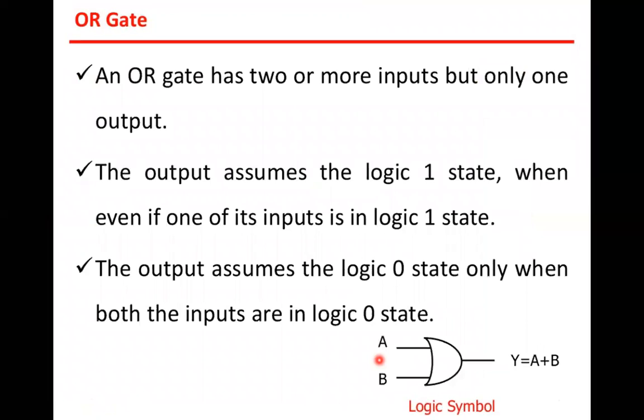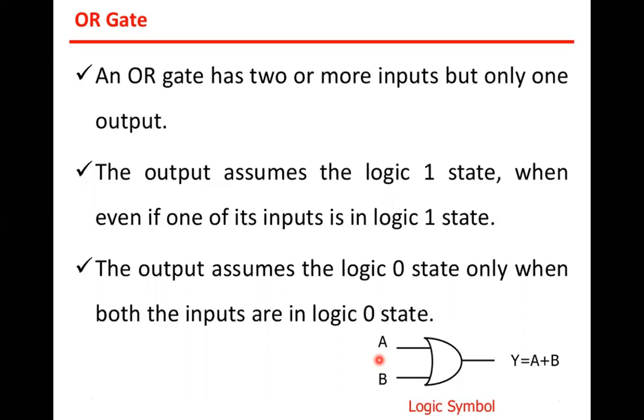Now, the second gate is called an OR gate. An OR gate has two or more inputs, but only one output. The output assumes the logic 1 state even if only one of the inputs is in logic 1 state. It means we'll get an output of 1 if, out of any of the input combinations, one of the inputs is in high state.